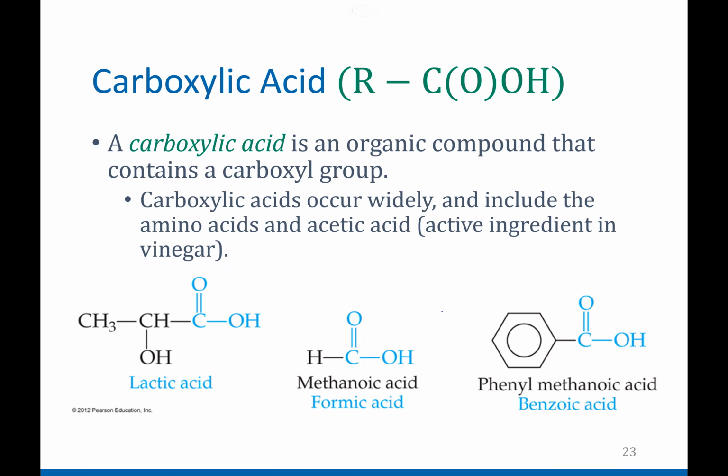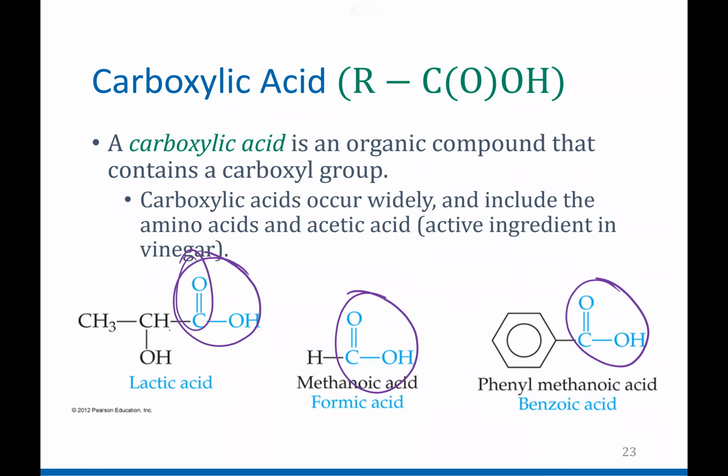These are organic compounds that are like a combination of alcohols and aldehydes. A carboxylic acid is a compound that contains what we call a carboxyl group. As you can see in these pictures, it's basically like an aldehyde: there's a double bonded O and an alcohol. These tend to be quite acidic, and the reason is this hydrogen right here.